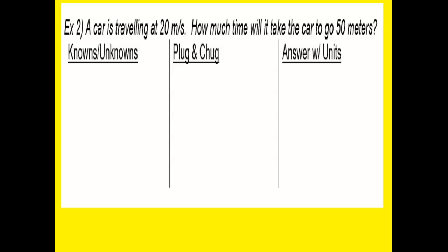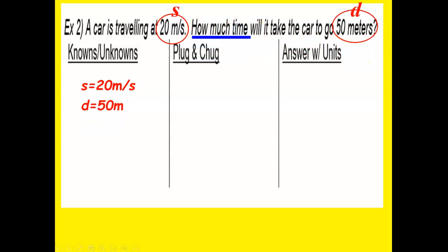How much time will it take for the car to go 50 meters? So again, 20 meters per second, that is your speed. Again, you list it out. Then, how much time will it take to go 50 meters? 50 meters is distance. How much time is what you're solving for? So T is what I'm solving for.